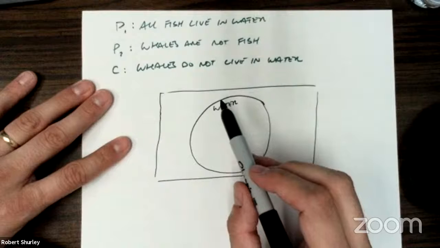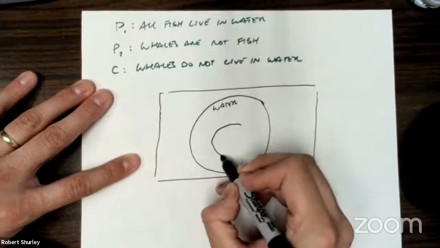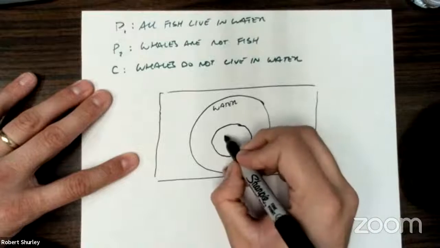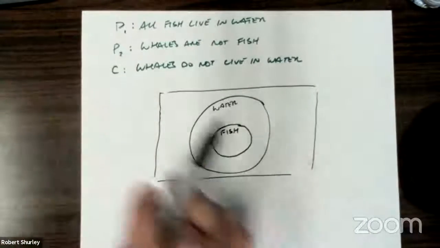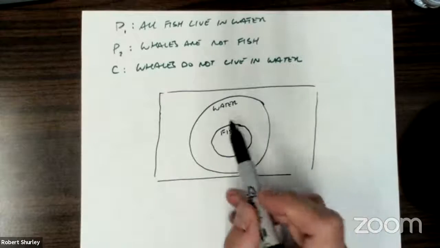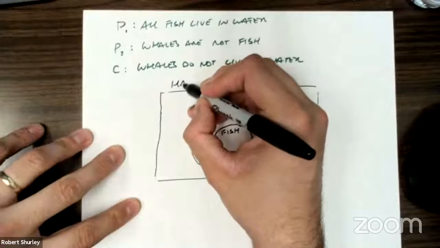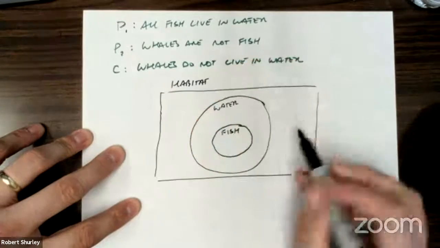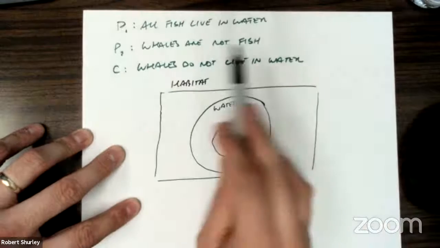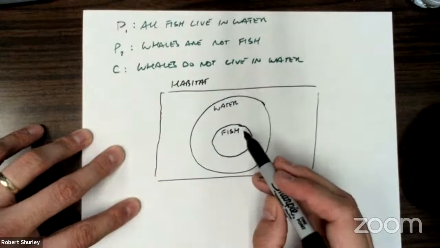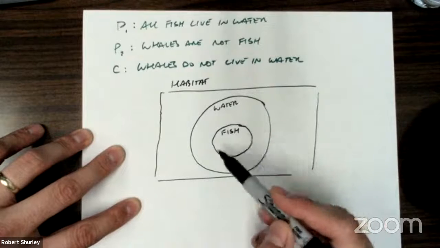And then we've got fish. Fish are right there. So this is visually premise one, right? All fish live in water, right? So we can say, like, habitat. So we've got water, non-water, and then fish. All the fish are in there. Now look, whales are not fish. So what this means is whales are just not in this bubble, right? It's not in this fish bubble here.